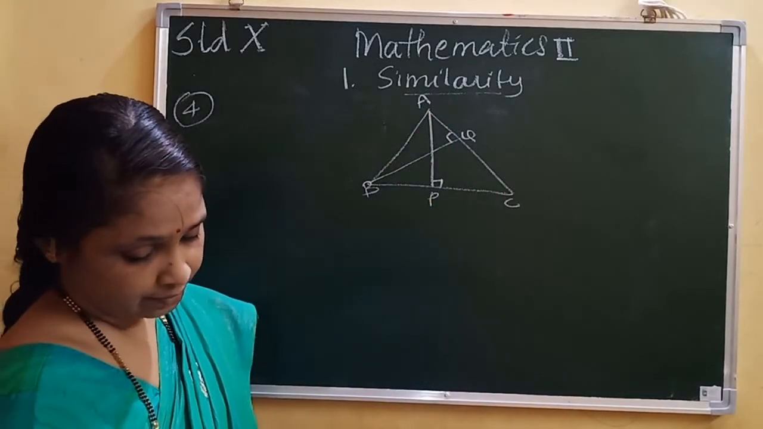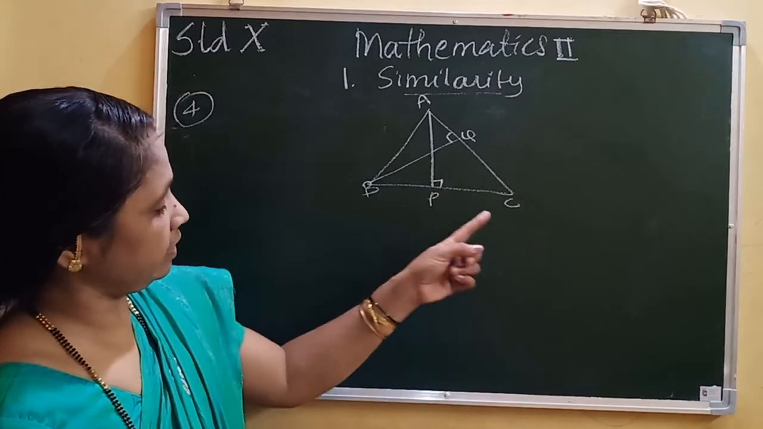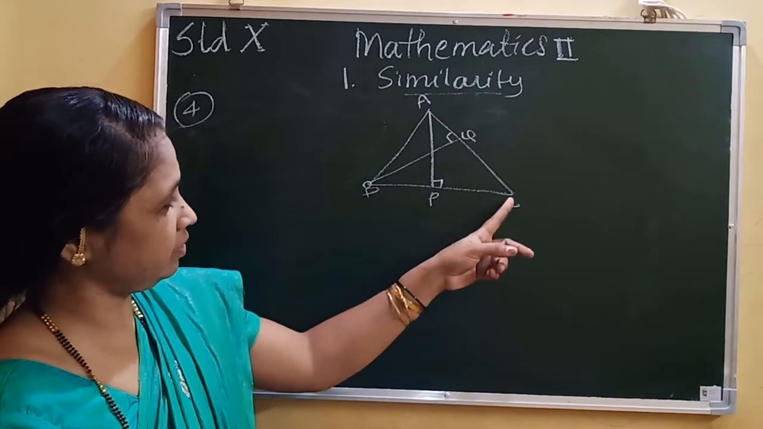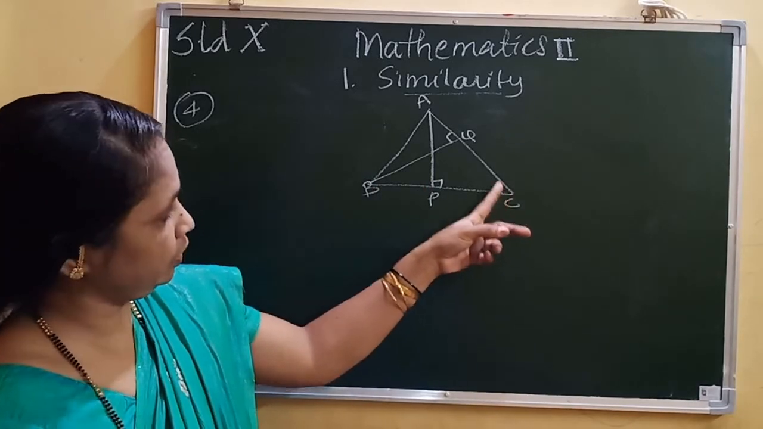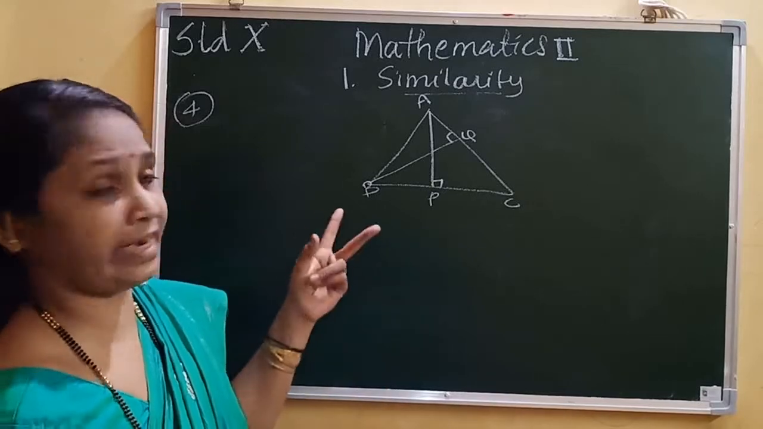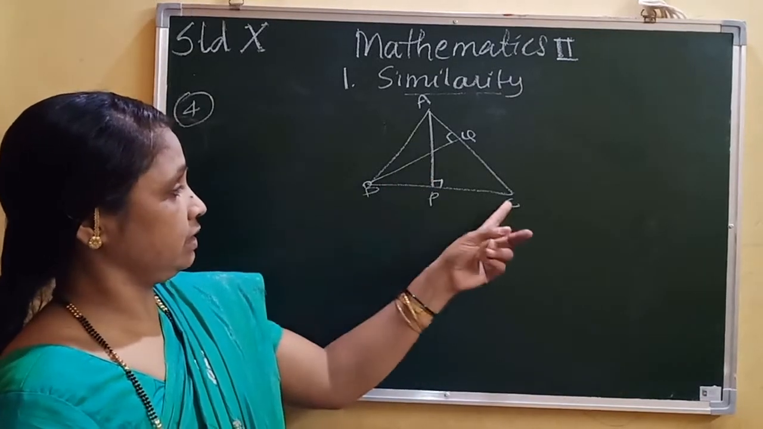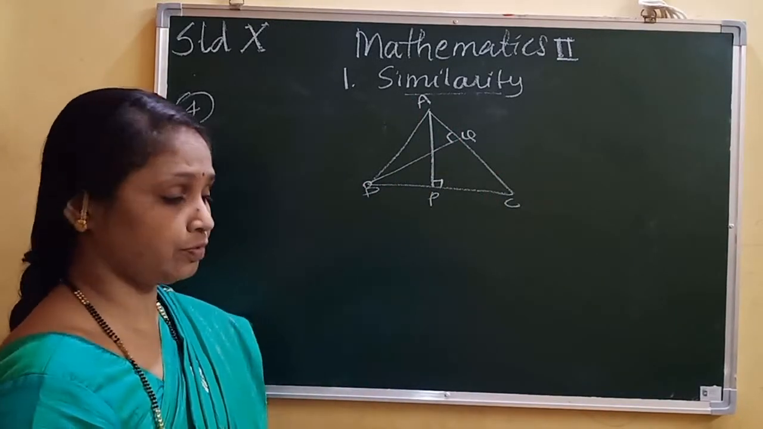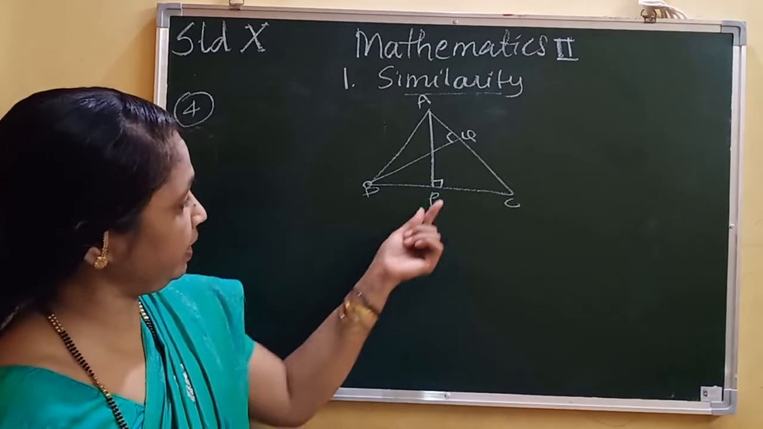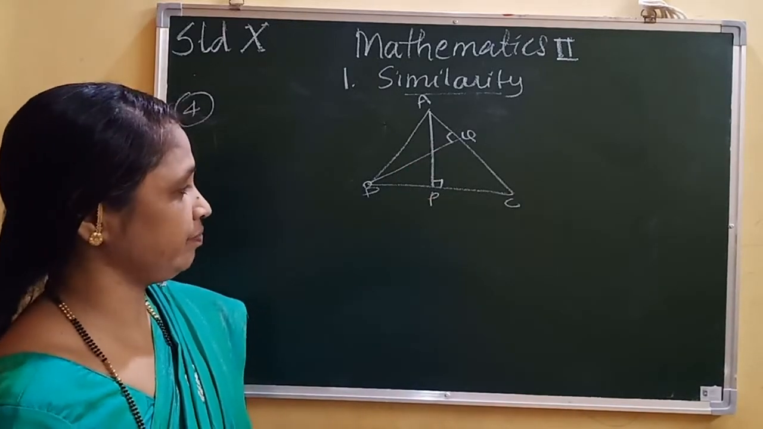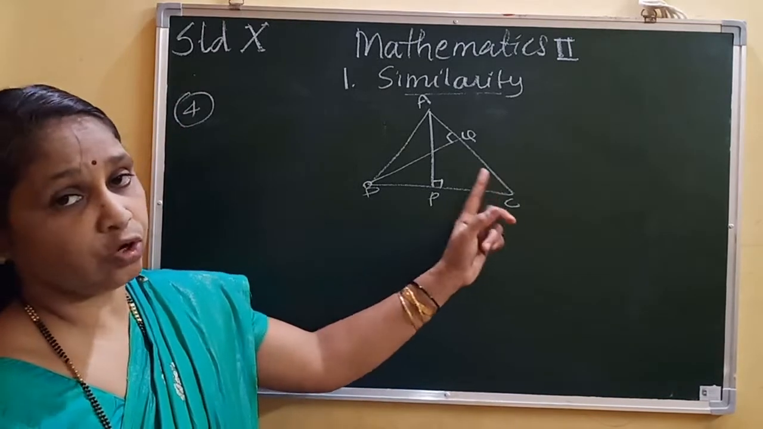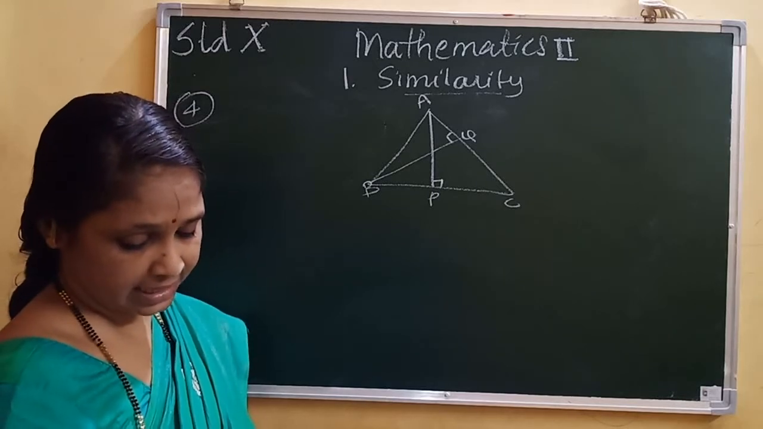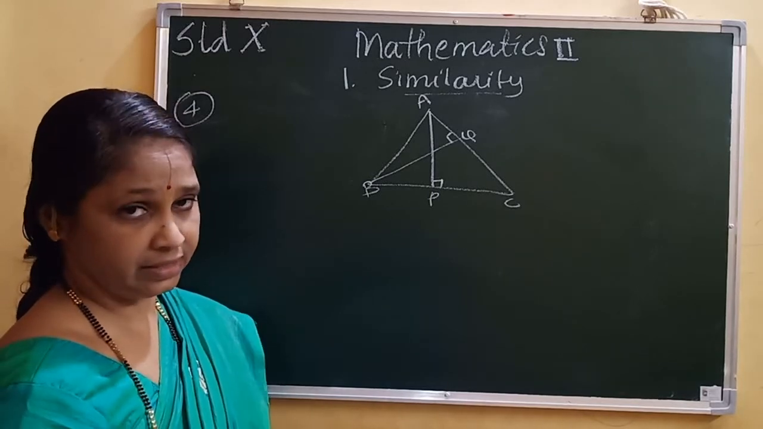We have to prove that triangle CPA is similar to triangle CQB. Now see, in these two triangles what do we see? Angles P and Q measure 90 degrees, and angle C is common to both triangles. Means these two triangles are similar by which test? AA test of similarity.